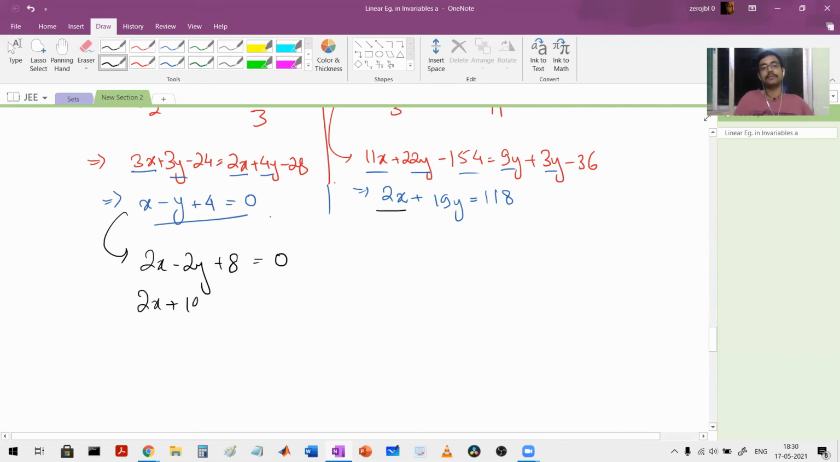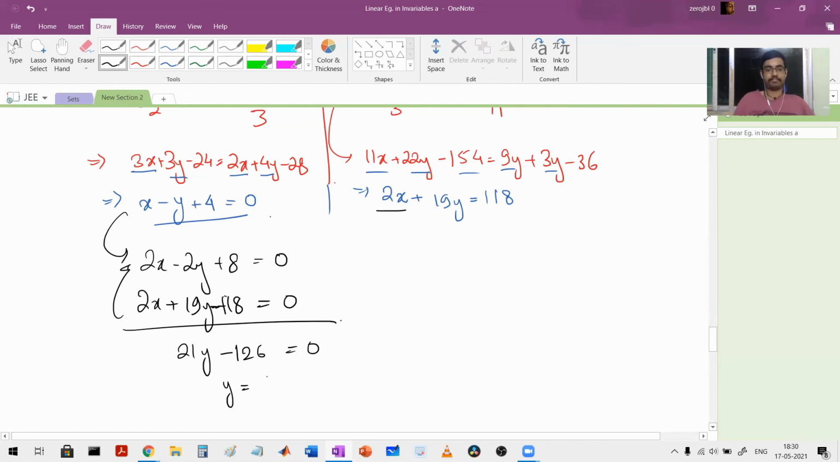And you have this is equal to 0. Now if you subtract these two, you get 21y minus 126 is equal to 0. So how much do you get for y? 6. Put the value of 6 here. You get x is equal to 2. x is equal to 2, y is equal to 6 is the solution. Everybody clear?